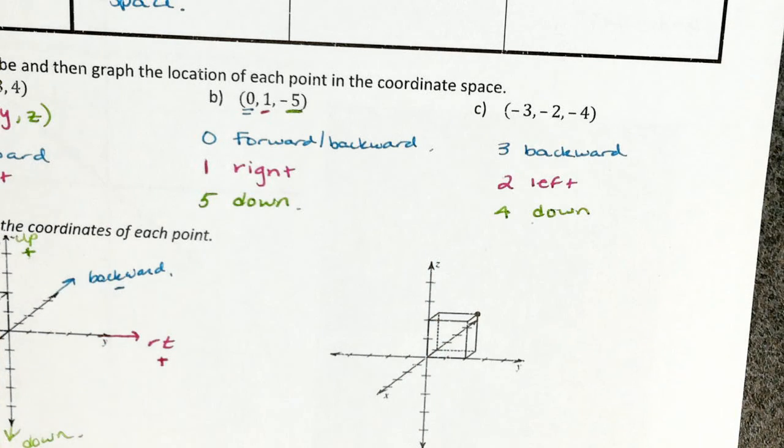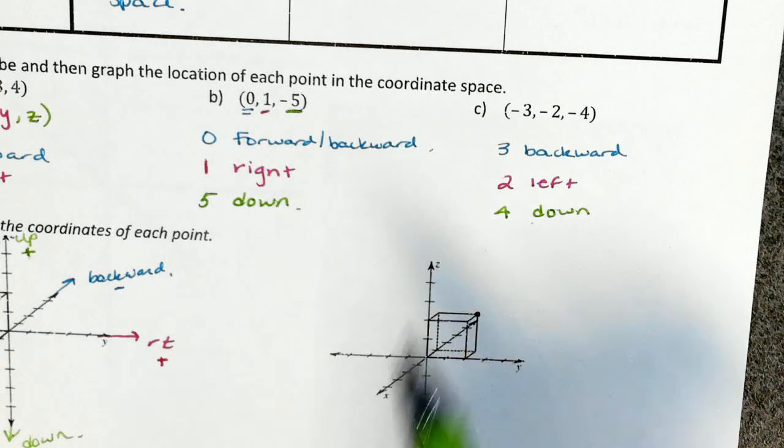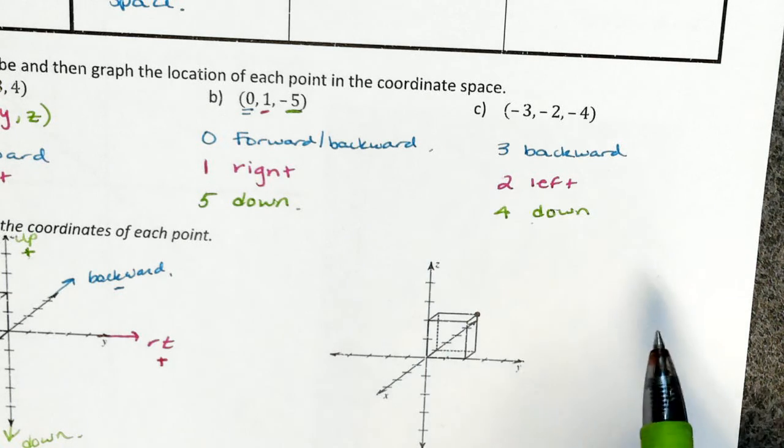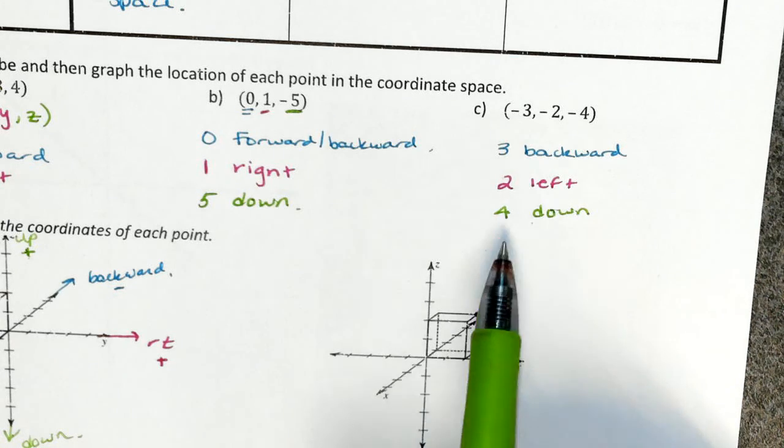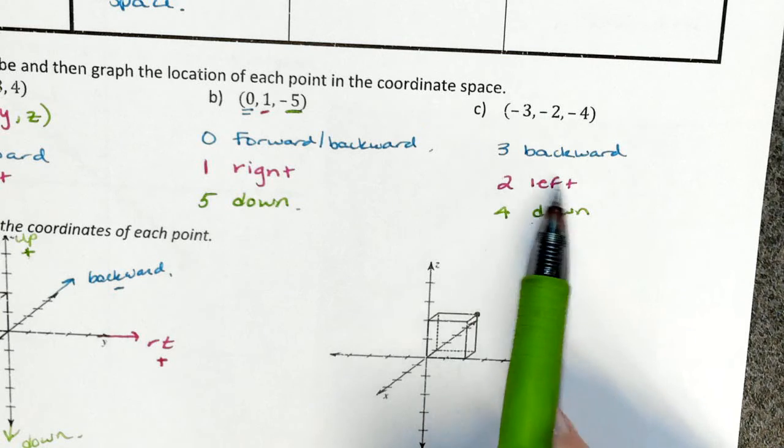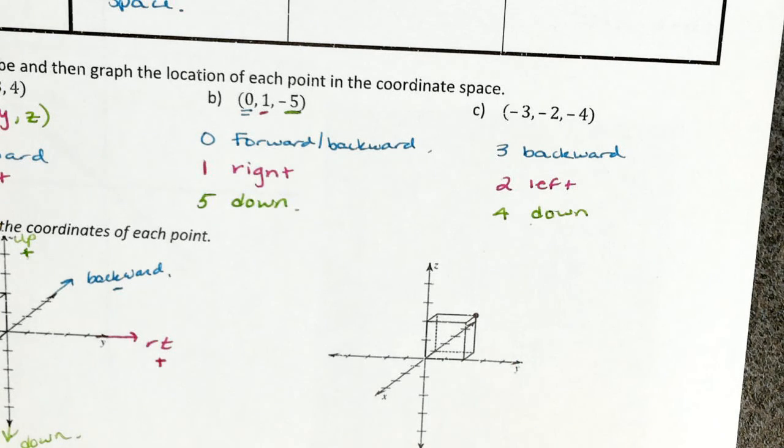So you don't want to put the negative, because then it's a double negative, and you'd be saying you're going 3 forward. If you went -3 backward, you'd be saying 3 forward. Does that make sense? So yes, just put the positive number, so 3 backward, 2 left, 4 down. You're just talking about a distance, so you want to know the distance that it traveled. The direction covers if it was positive or negative.